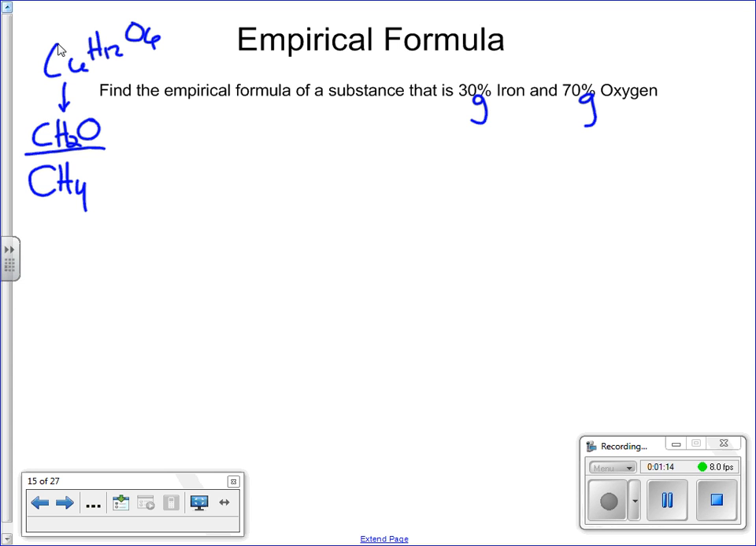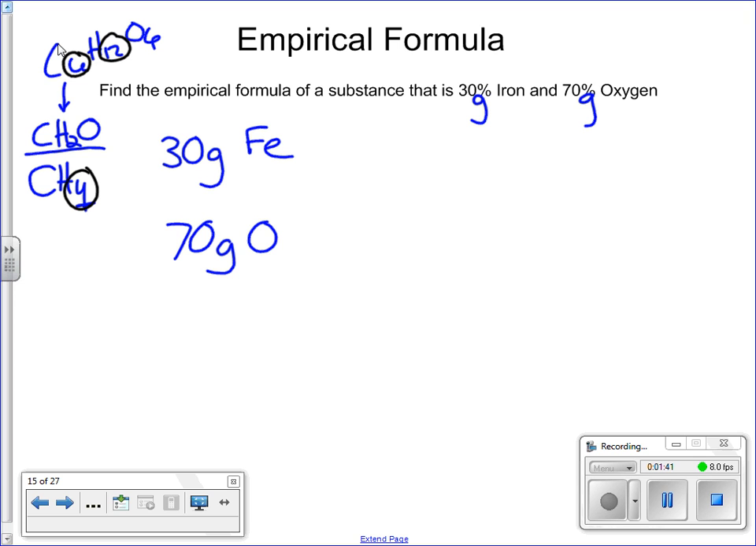Find the empirical formula of a substance that's 30% iron and 70% oxygen. When you get these percentages, you need to put them into grams. Assume you have 100 grams, therefore you've got 30 grams of iron and 70 grams of oxygen. Next thing you need to do is turn them into moles. Why do we need to use moles? Because these numbers here, this 6, this 12, this 6, those are all moles. They're how many. If I have a mole of glucose, I have 6 moles of carbon, 12 moles of hydrogen, and 6 moles of oxygen atoms.